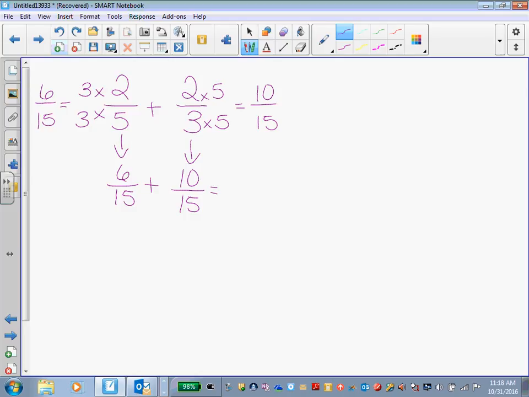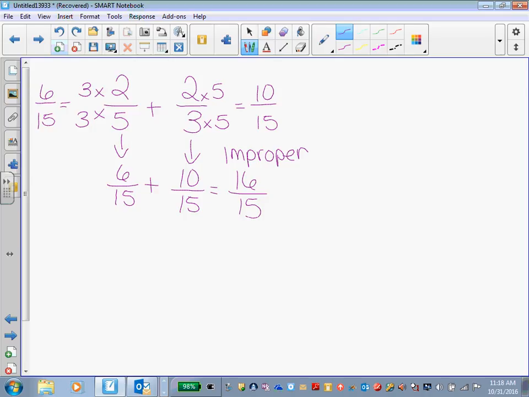All right, go ahead, Jabria. 6/15 plus 10/15 is what? 16/15. Ooh, hands up. Why are our hands shooting up? Aiden. And that's an uneven fraction. It's an improper fraction. This is improper, meaning that our numerator is bigger than our denominator. You can't do that. It's just not normal. Alright?